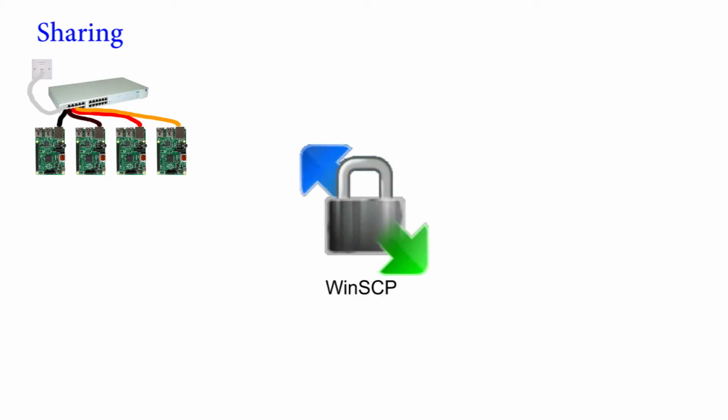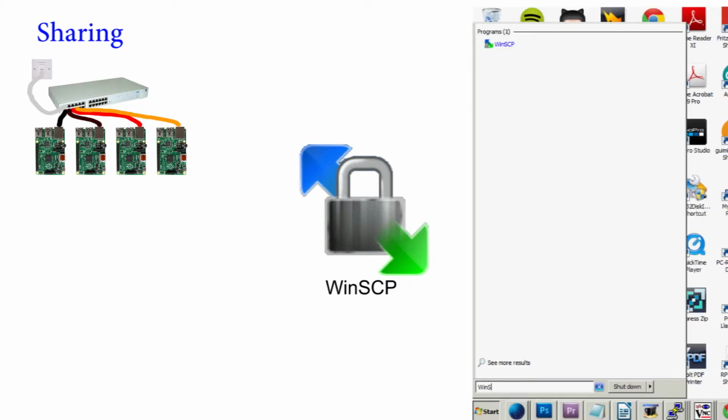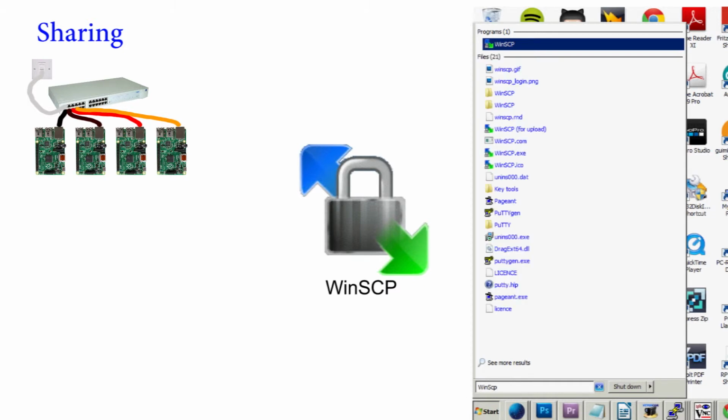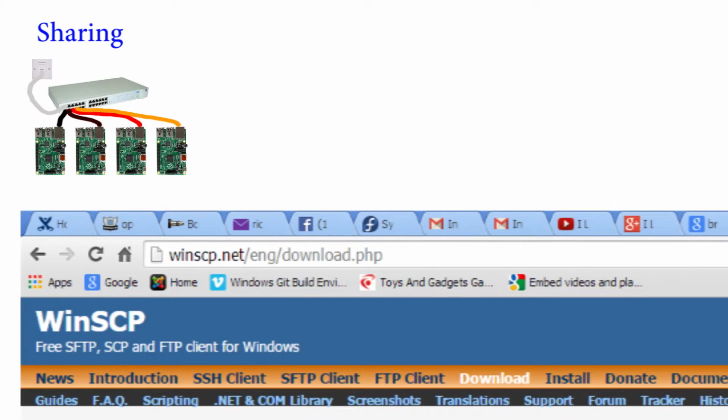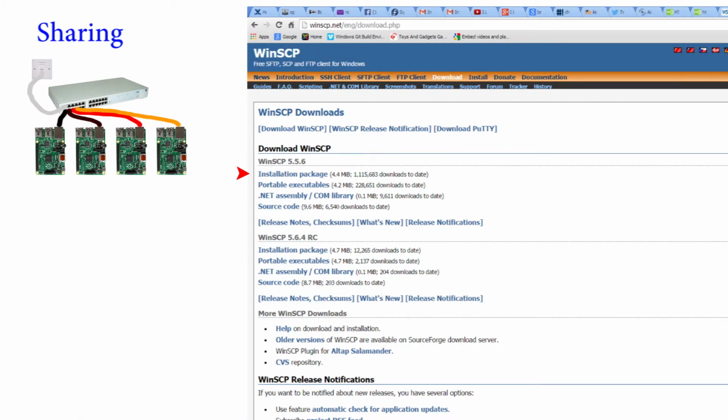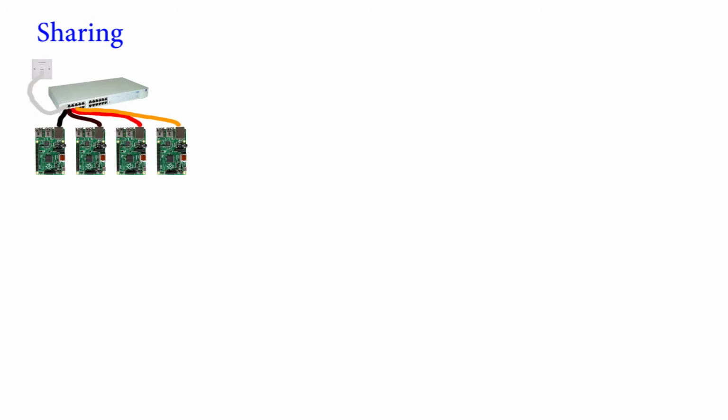Follow the same route as you did for PuTTY. Enter WinSCP into the search bar. Click on this icon if it appears. If it does not, you have to install WinSCP. Enter this link into your browser and click this link to download the program and follow any instructions to install. Running WinSCP produces this screen.